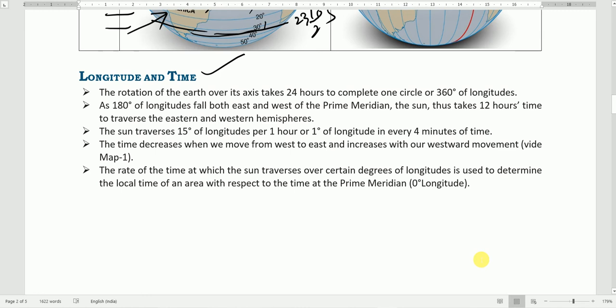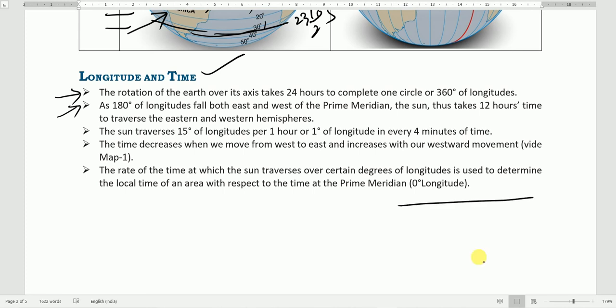So the rotation of the Earth, let us read the first point. The rotation of the Earth over its axis takes 24 hours to complete one circle, that is 360 degrees of longitude, that we have learned earlier. Earth is rotating from west towards the east, and it takes 24 hours to complete a circle, that is 360 degrees of longitude. There are 180 degrees of longitude both east and west of the prime meridian. The sun takes 12 hours to traverse the eastern and the western hemisphere.